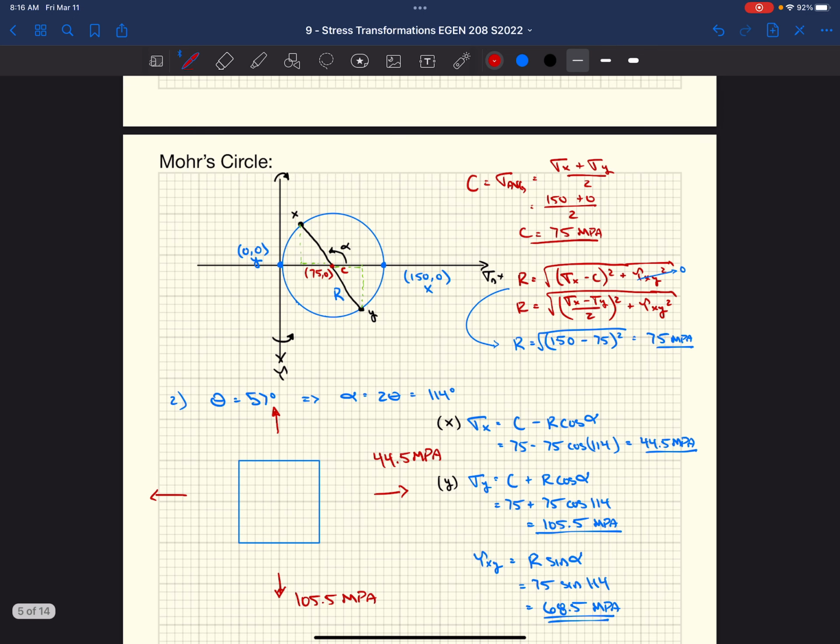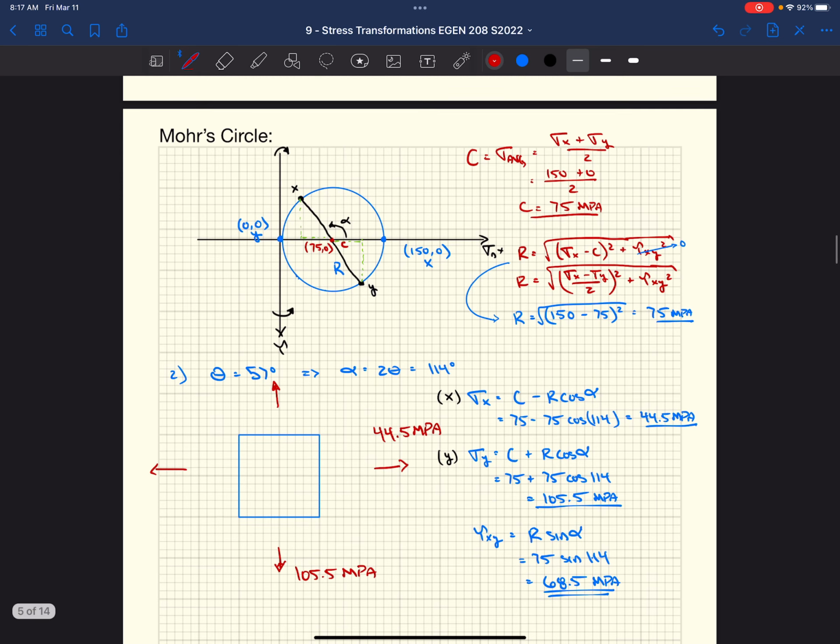If we look at the x face, which is our x point there, we're above the x-axis. We have a clockwise shear stress on that face. So on the x face, it should be acting downward. It's going to try and spin this block clockwise on our x faces. Similarly, we know we have equal and opposite on our y face, and that is equal to 68.5 megapascals.